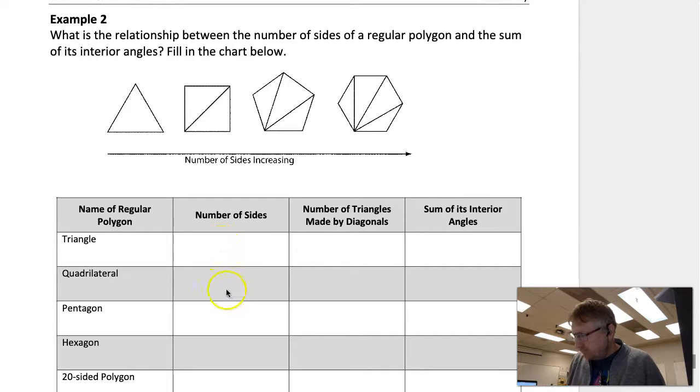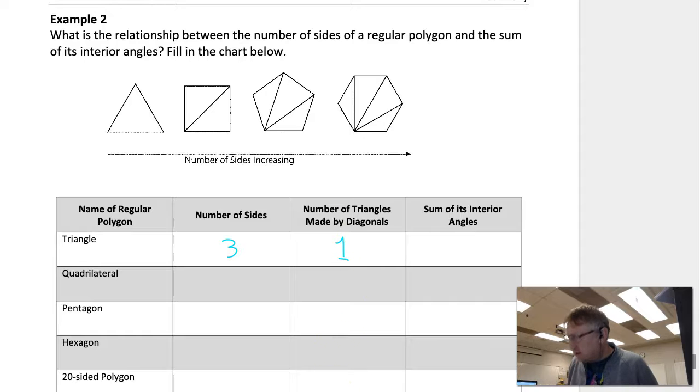In a triangle, how many sides does it have? Yeah, it's 3. That's as easy as you think it is. How many triangles can be made by the diagonals? Can you even make a diagonal through? That's not going to a corner. That's going to the middle of the triangle. That's not a diagonal.